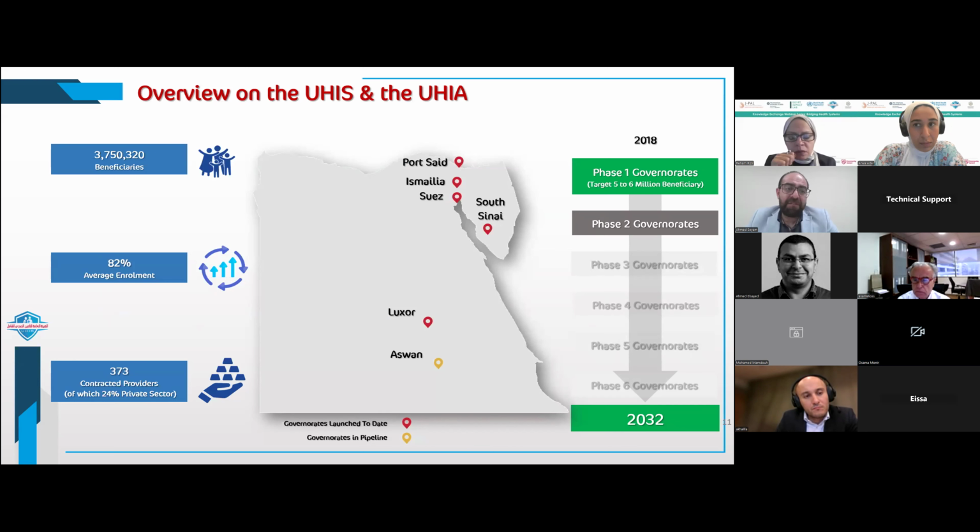We currently have 3.75 million beneficiaries. Our average enrollment rate in the 5 governorates is 82%. It ranges between 80 and 92%, depending on the governorate and the maturity level within each governorate. Our current provider network has 373 providers, of which 24% are from the private sector.